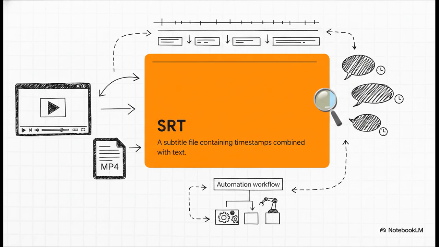So to fix this, we need to set our baseline strategy. Your raw video, that's your MP4 file. But an SRT, that is a specifically formatted subtitle file that links precise timestamps directly with your text. Nailing that flawless SRT file is the entire foundation of the automation workflow we're building today.